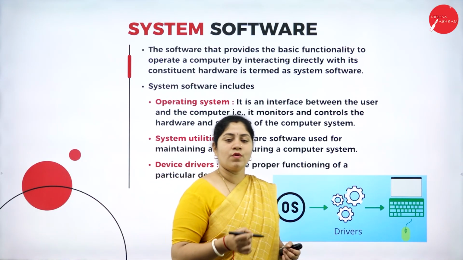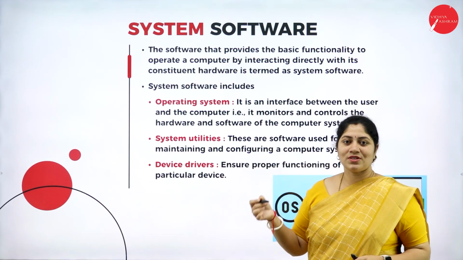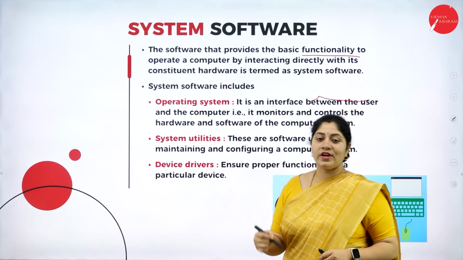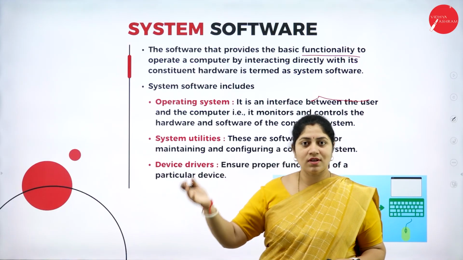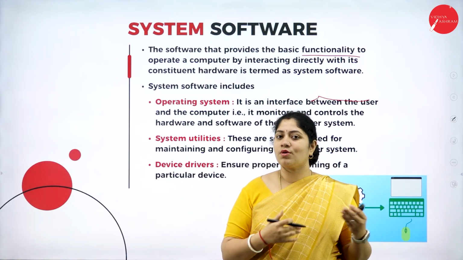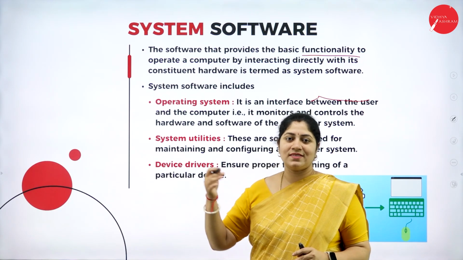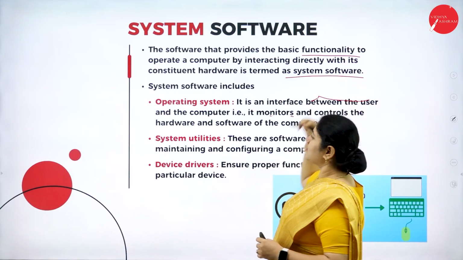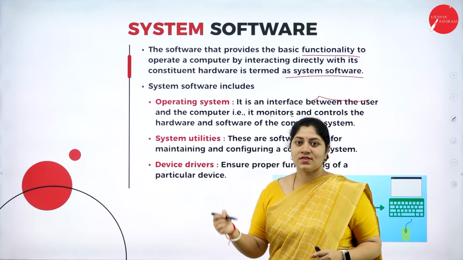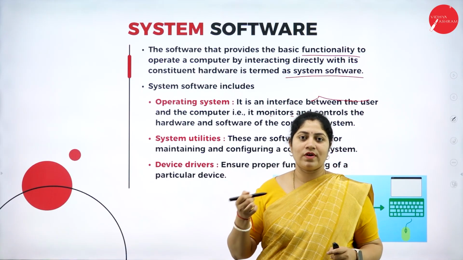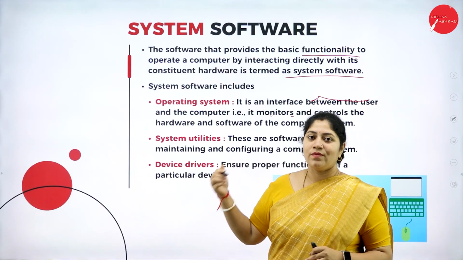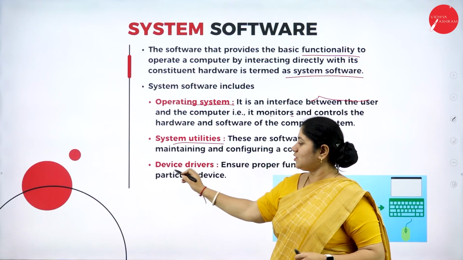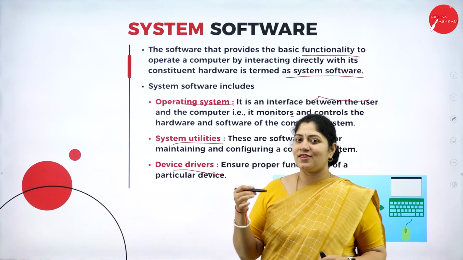Now let's see what exactly a system software is. We can say it provides the basic functionality to operate a computer by interacting directly with its hardware, or we can say its constituent hardware. And this is termed as system software. Now let's see what are the different types of system software. We have multiple types, wherein the first forms the operating system, the next is system utilities, and the third one is none other than device drivers.